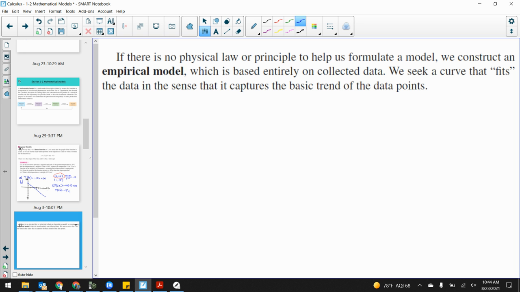We seek a curve that fits that data in the sense that it captures the basic trend of the data points. You know, we can have all sorts.